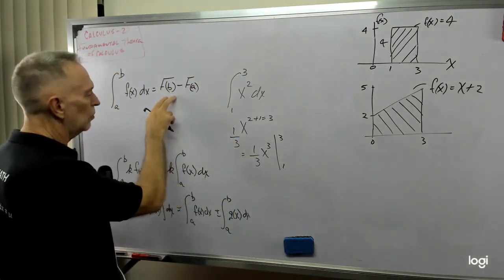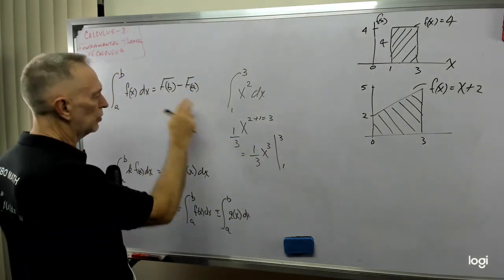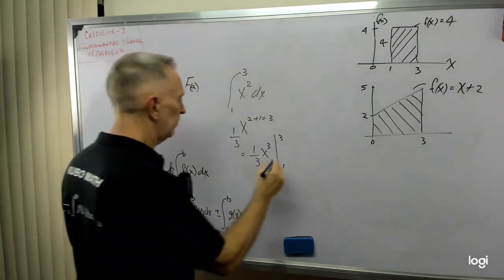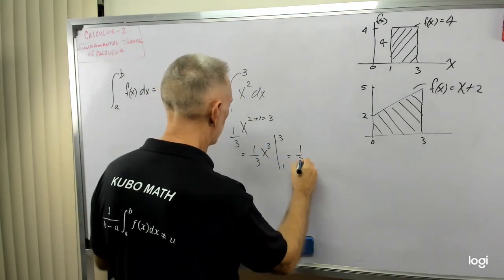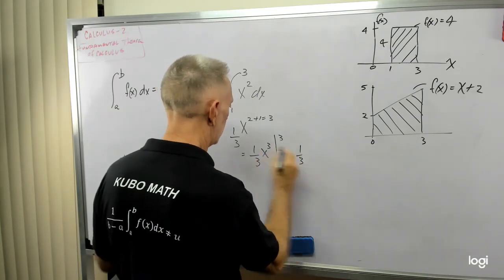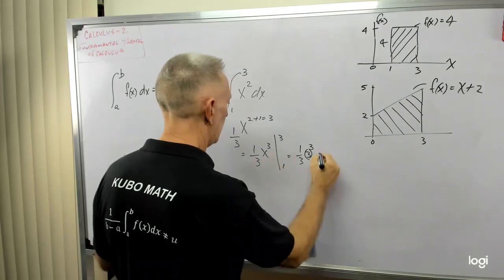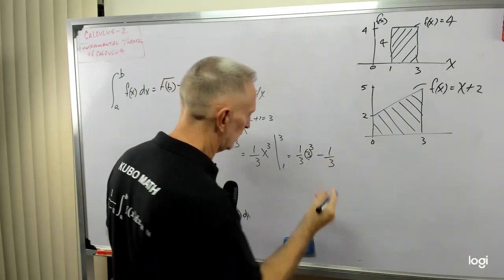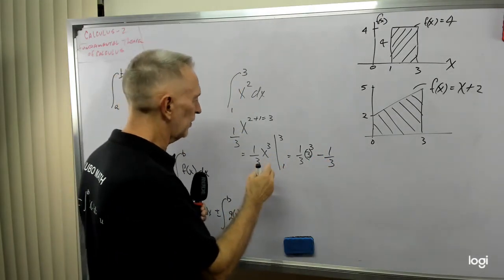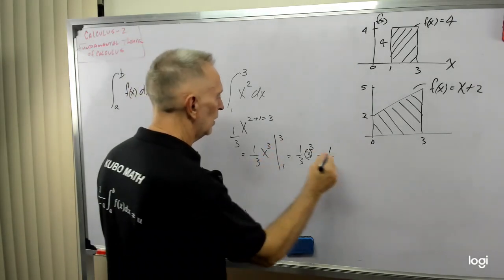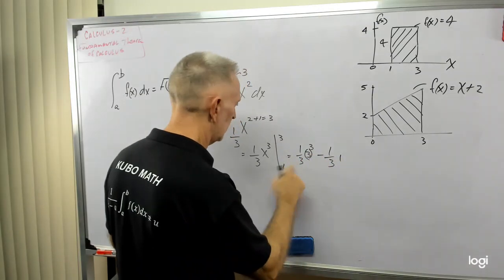Okay, so now we're going to insert the 3 into that formula. That would be the big F of b. So we have 1/3 times 3 cubed, minus 1/3. Yes, I know I could have factored the 1/3 out, but just to see all of this, 1/3 and put the 1 in, 1 cubed.